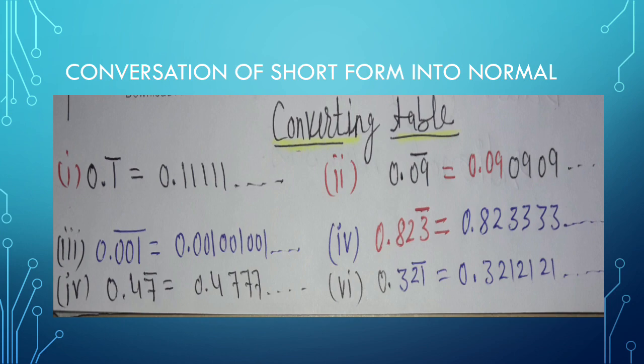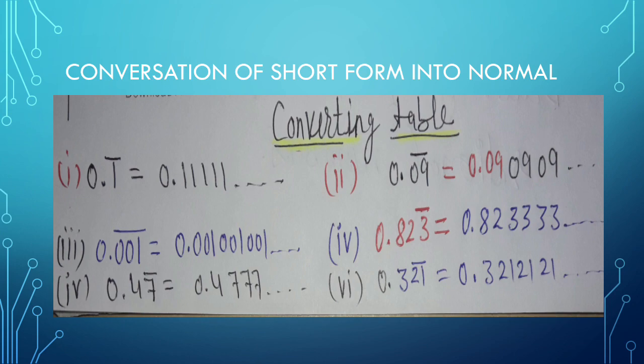Let's take case number 2. It is 0.09 bar. Now you can see in this case two numbers are under the line, 0 and 9. This means these two numbers are going to repeat again and again. So its expanded form becomes 0.09, 09 and 09. Let's see the third case. We have 0.001 and the line is over 3 numbers. That means these 3 numbers are repeated digits. So it is 0.001, 001, 001.